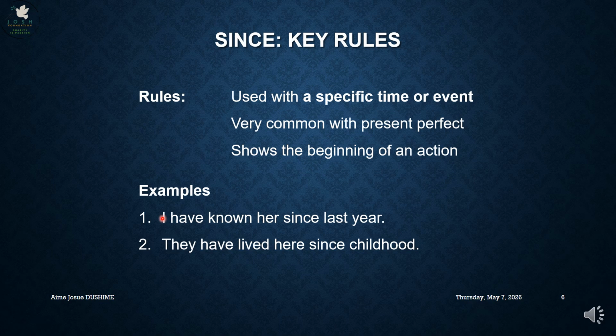We can see, for example, I have known her since last year. And when we go into the use of for, I can say, I have known her for many years, or for a short period of time. But when I am specific, I can say, since last year. They have lived here since childhood.